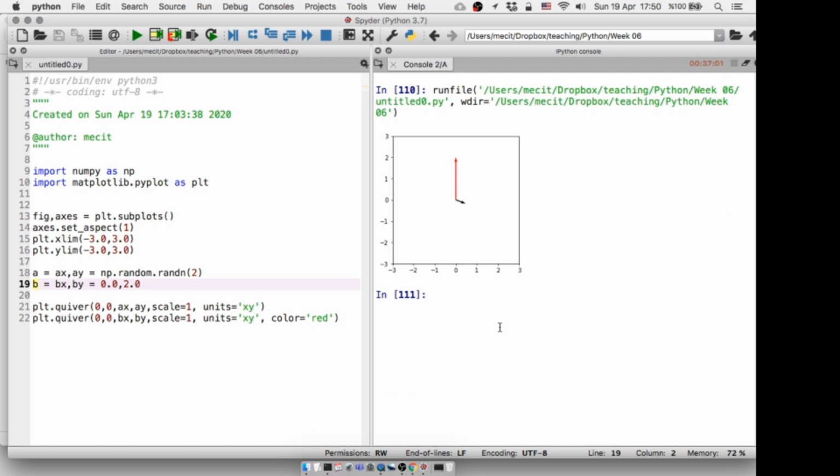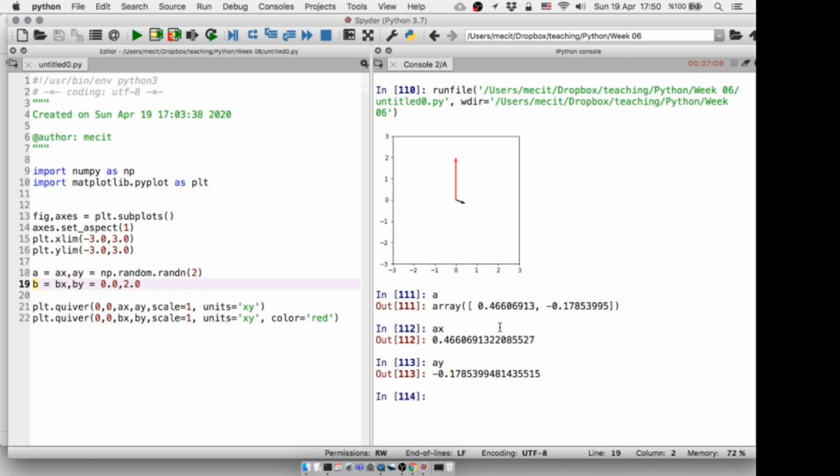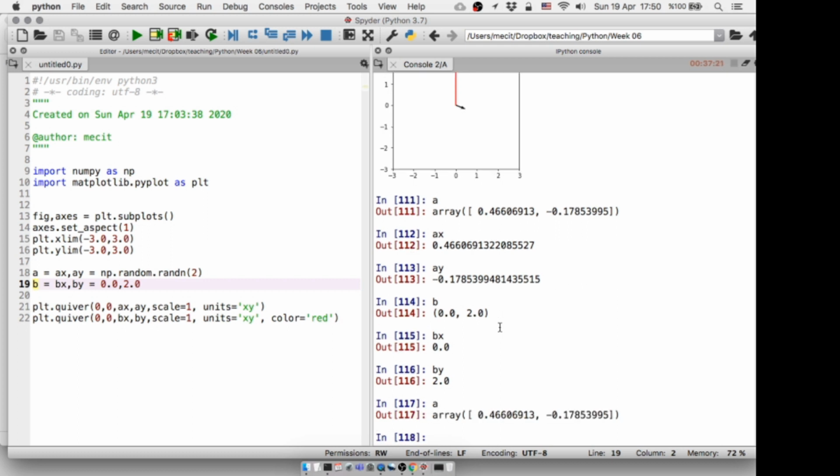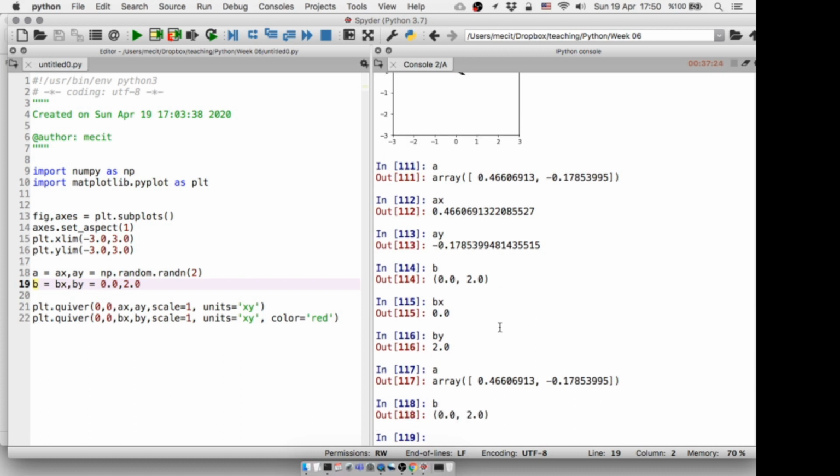I want to show you what a is. So a has two components. Ax is the first one and ay is the second one. Likewise for b, bx and by. So it's much more compact to work with a and b as my vectors. Basically a is my first vector and b is my second vector. Now in the next part I want to calculate the length of a vector, and I will be using a and b directly instead of supplying the components separately.